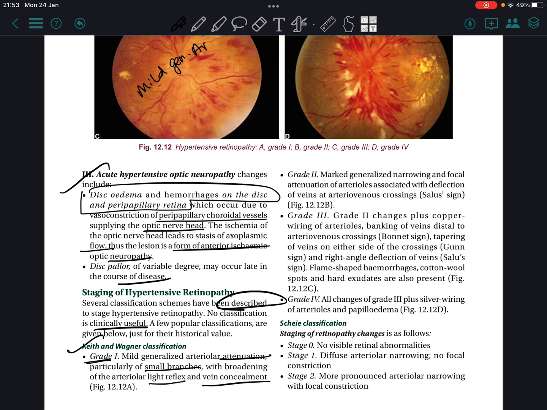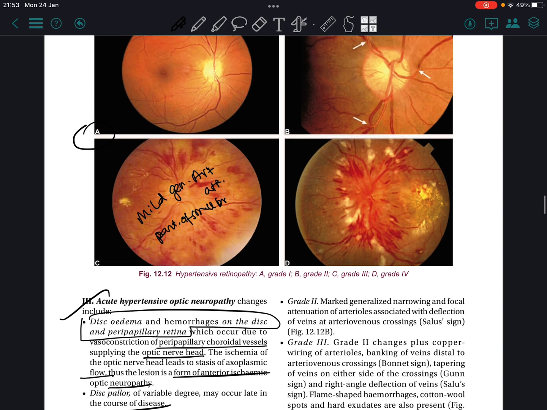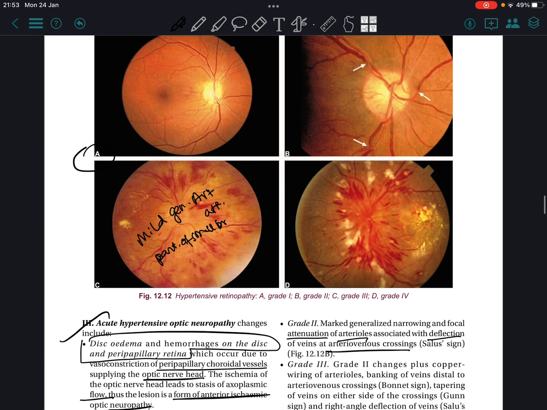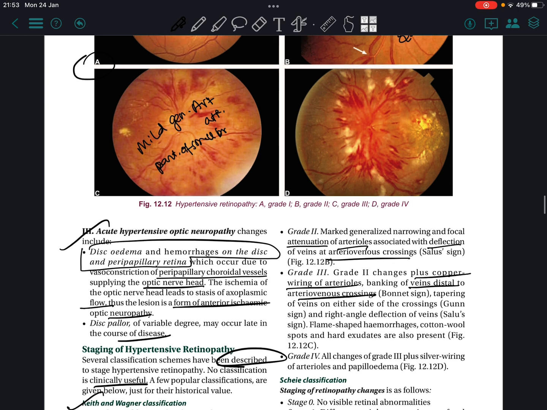Mild generalized arterial attenuation, particularly of small branches. Grade 2: marked generalized narrowing and focal attenuation of arterioles, associated with deflection of veins at arteriovenous crossings, Salus sign. Grade 3: grade 2 changes plus copper wiring of arterioles, banking of veins distal to arteriovenous crossings.